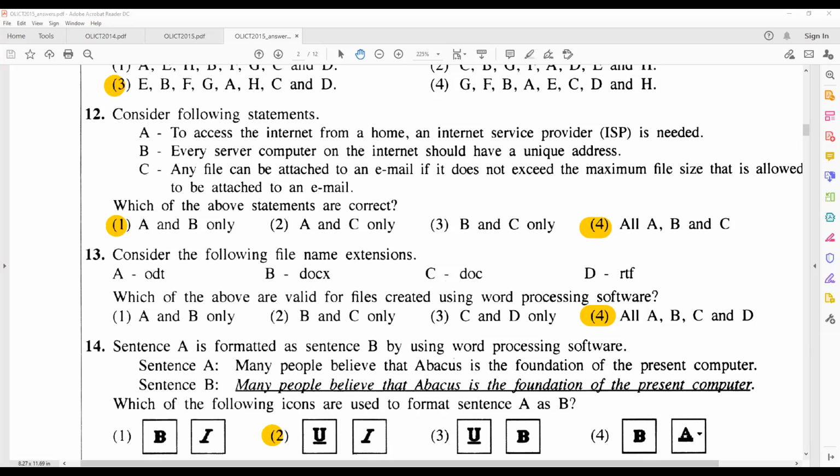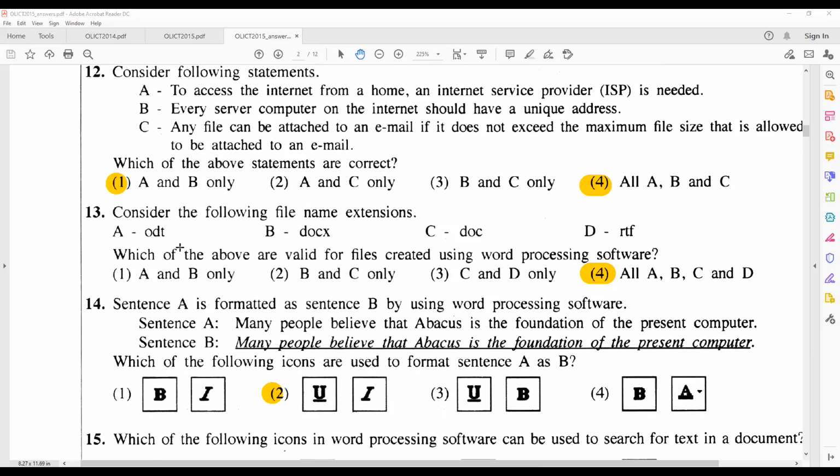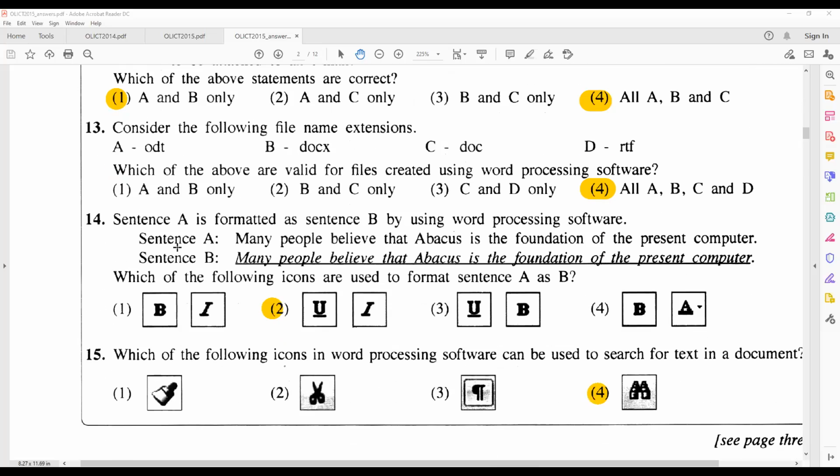Right. Let's move to the next one. What are the file extensions? Right.